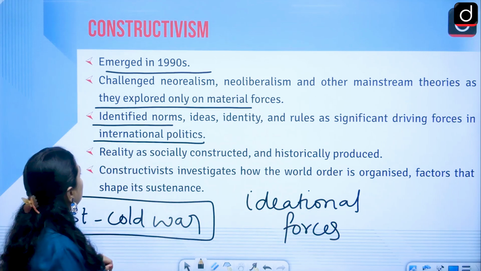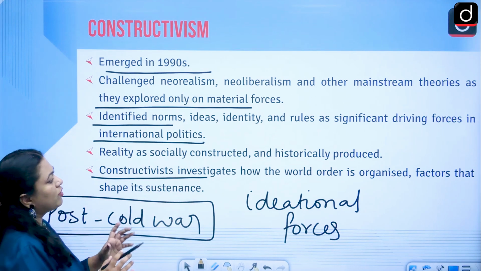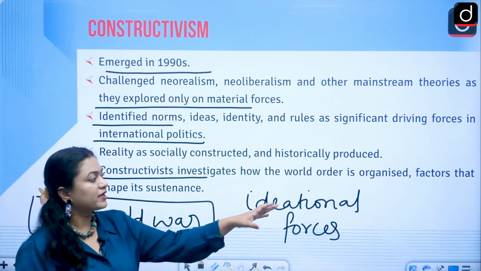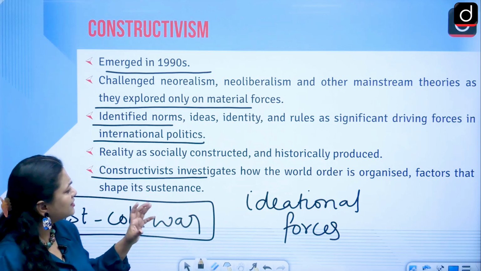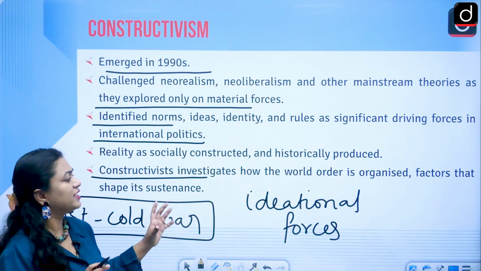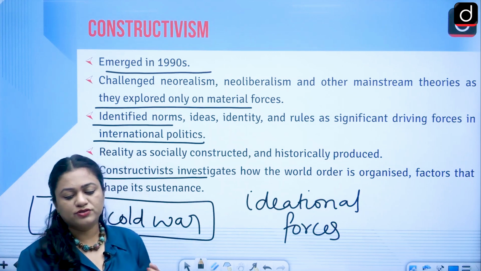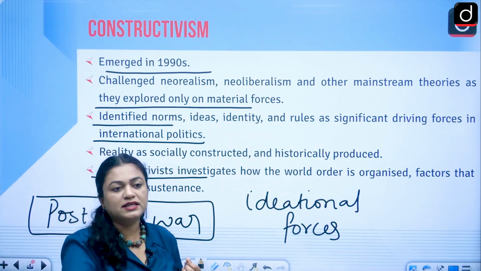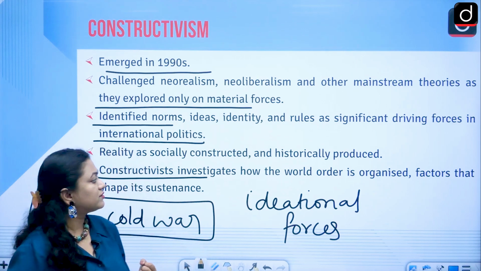Okay. Now the constructivists investigate how the world order is organized, and the factors that shape its sustenance. Like there are certain norms and values that actually create a kind of hegemony in world order, or they produce the world order. So we can understand that how ideas actually shape international politics is the main thrust.